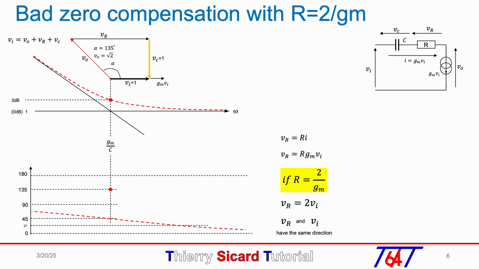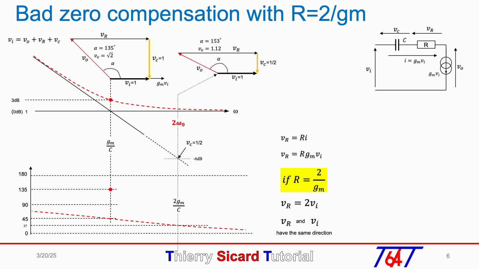We now perform the same vector construction for an angular frequency of 2 Gm over C, which means 2 omega 0. At this angular frequency, we have already seen that Vc equals 0.5. As Vc decreases, the vector Vout must increase the angle to 153 degrees, but still with the same amplitude as with R equals 0. If the angular frequency omega tends to infinity, Gm over C omega will be really small compared to 1, so Vc will tend to 0.